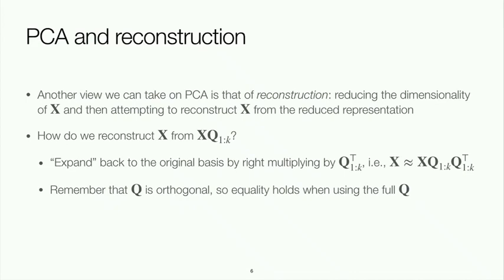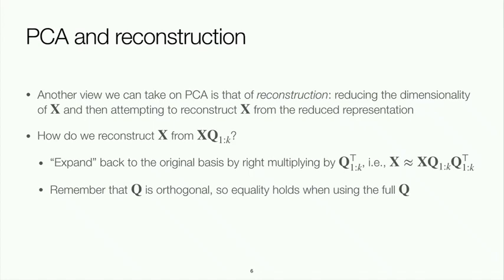And remember, these are orthonormal columns that we're dealing with here, right? So Q is orthogonal. If you're using the full Q, if k is equal to d, then you'd just be doing X Q Q transpose, which is X I, which is just X. Right, so this checks out in that case. If you're not doing dimensionality reduction, you can reconstruct perfectly, but as you start losing some of the columns of Q, you're going to start losing some of that information that comes along with it.